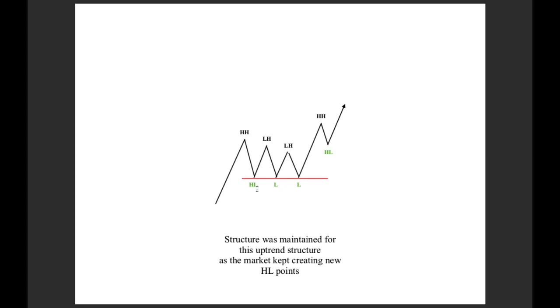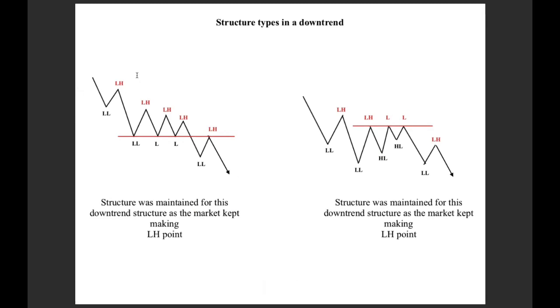Likewise with the downtrend, when a lower high is broken in a downtrend, that means structure is broken. So as long as the market is maintaining lower high points, the downward structure is still being maintained. We'll create lower lows, and even if we just sit on a support level and create lows, that means the structure is still being maintained. Then we'll go down to a lower low and create a lower high. Our downward structure is still being maintained here.